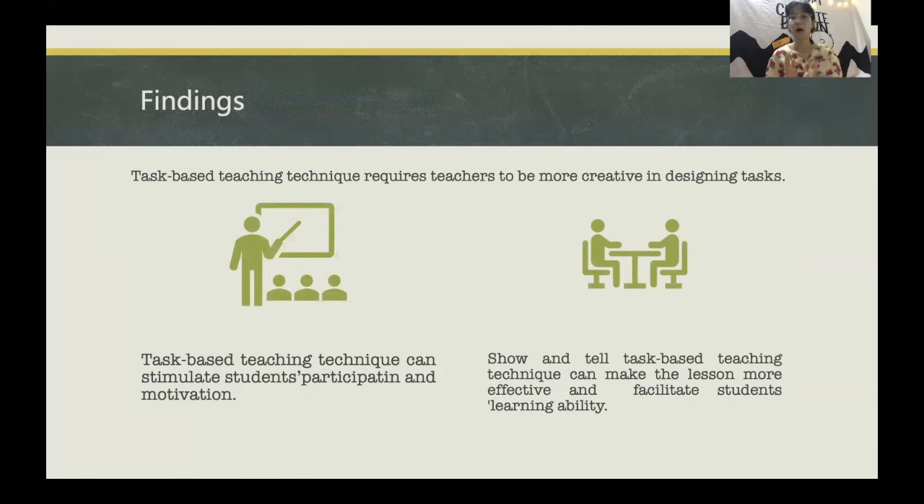And I also found that for the teachers, the biggest challenge is that teachers have to be more creative and imaginative in designing tasks, because being interesting is important for the students.